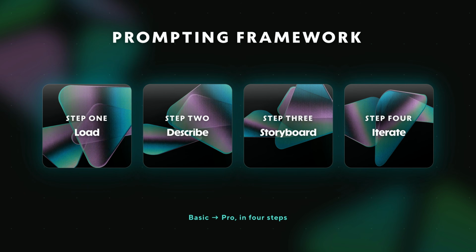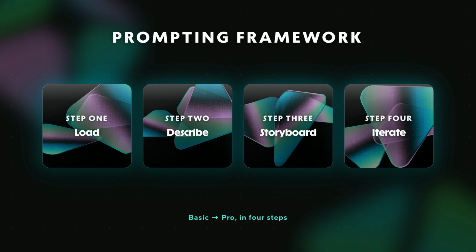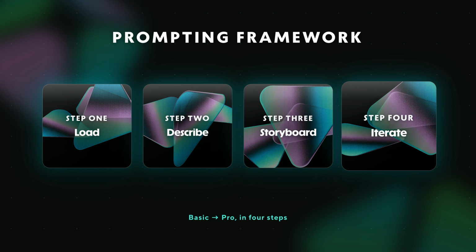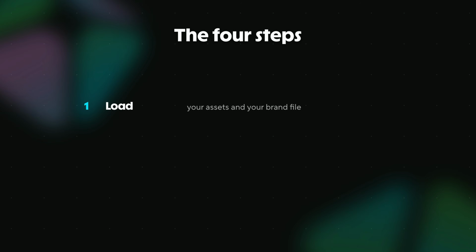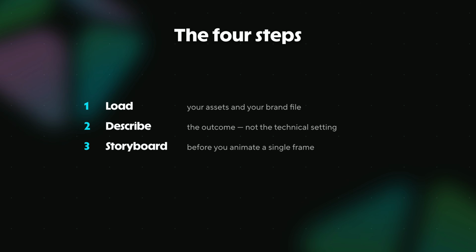So that's the system. Load, describe, storyboard, and iterate. Basic to pro in 4 steps. And following this approach is going to improve your workflow and save you a ton of that initial back and forth with your AI agent. Load your assets and your brand file, describe the outcome, not the technical setting, storyboard before you animate a single frame, and iterate like you're sitting next to an editor.